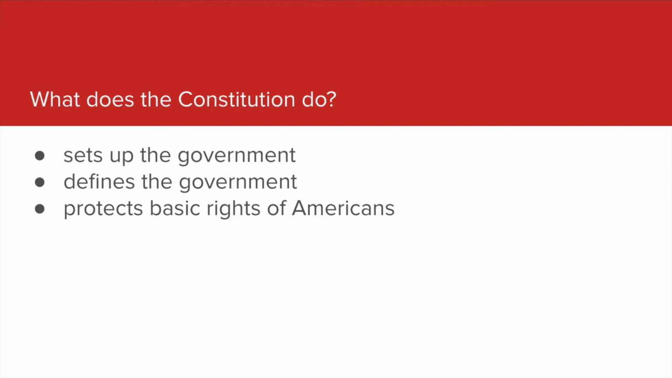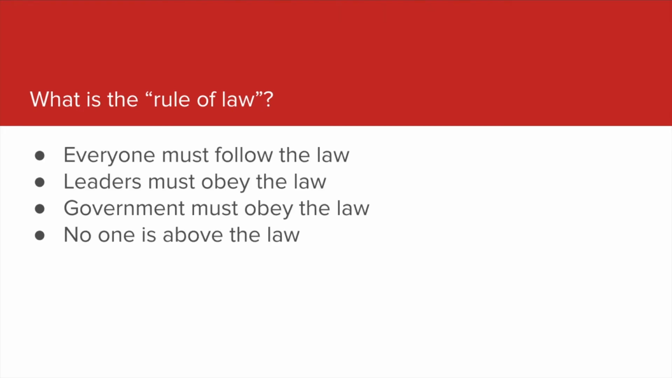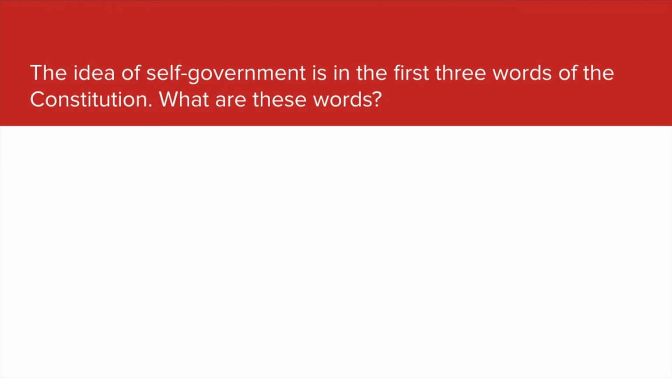So you could say establishes the government, or ensures that basic rights of Americans are not violated. Anything like that, as long as it has the same meaning, your answer will be considered correct. What is the rule of law? Rule of law is the idea that everyone must follow the law, leaders must obey the law, government must obey the law, or no one is above the law. Just 4 different ways of saying the same thing, and if you can find a different way of saying the same meaning, then that will work too. The idea of self-government is in the first 3 words of the Constitution. What are these 3 words? We the people.